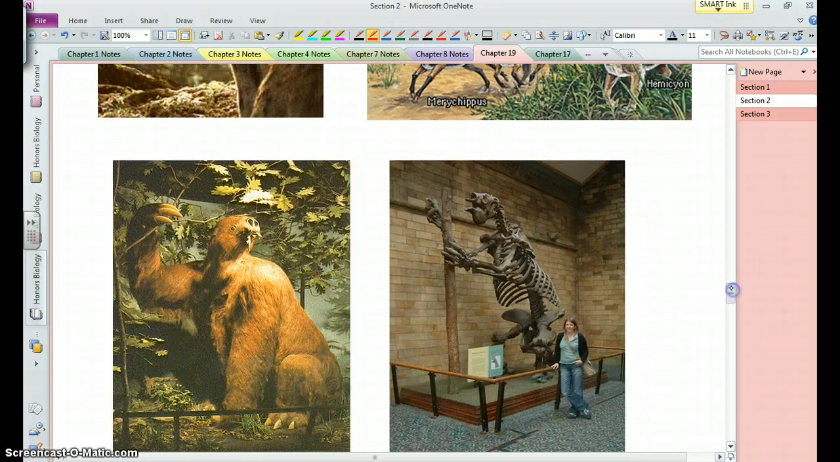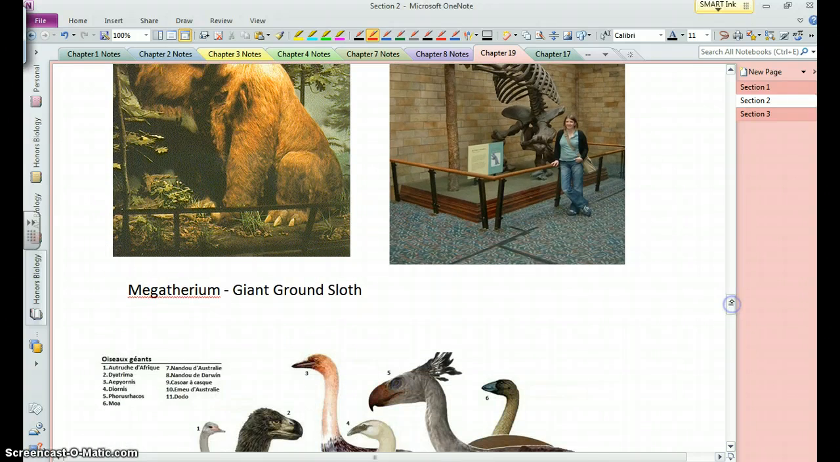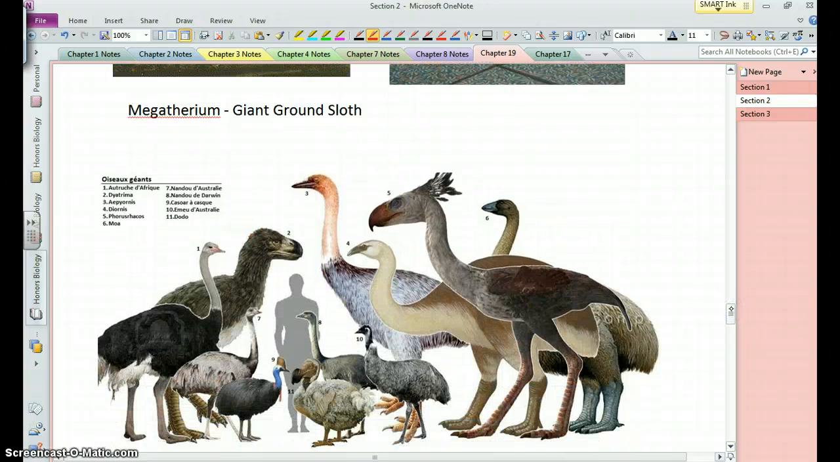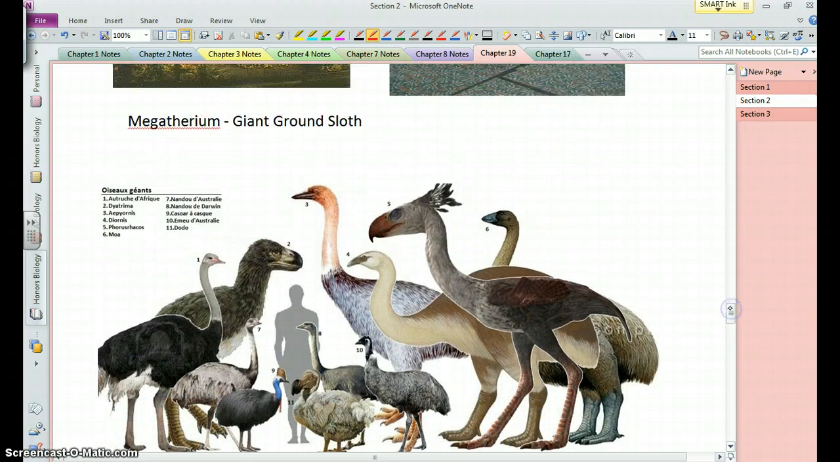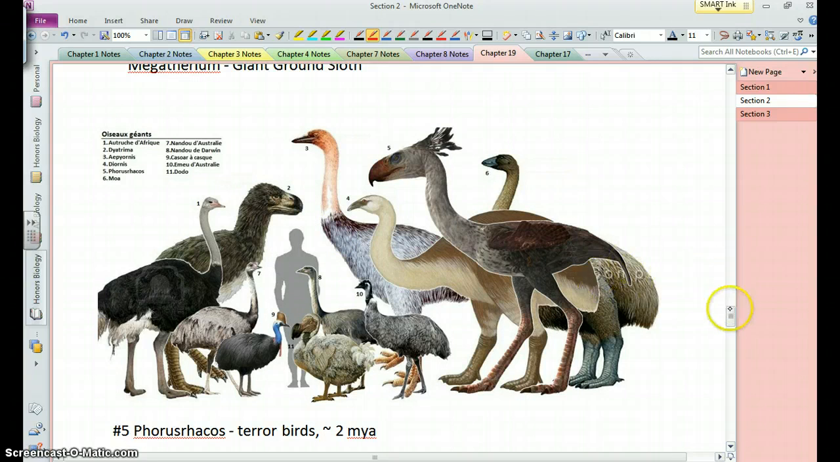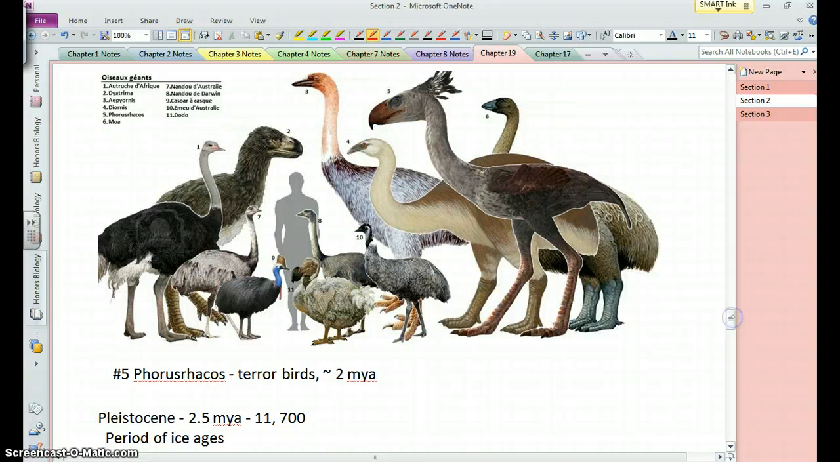Here's the giant ground sloth. You can see this is a good-sized creature. It's extinct now, but it used to roam these parts a long time ago. And there was a time when there were a lot of large flightless birds, including number 5 here, these terror birds that lived in South America. You can see how big they are relative to people. Some of these were carnivorous, and so you can imagine they wouldn't want to run into one of those guys. But of course, there were no people back then, because this is about 2 million years ago.